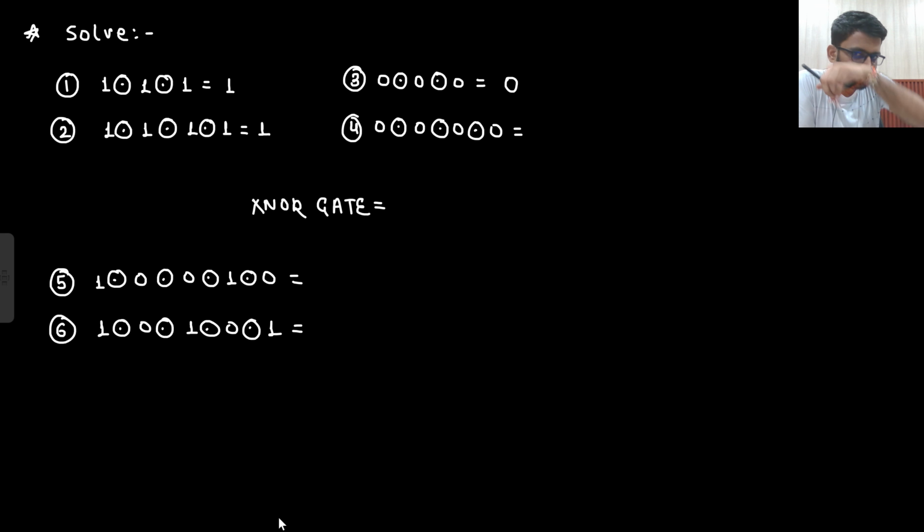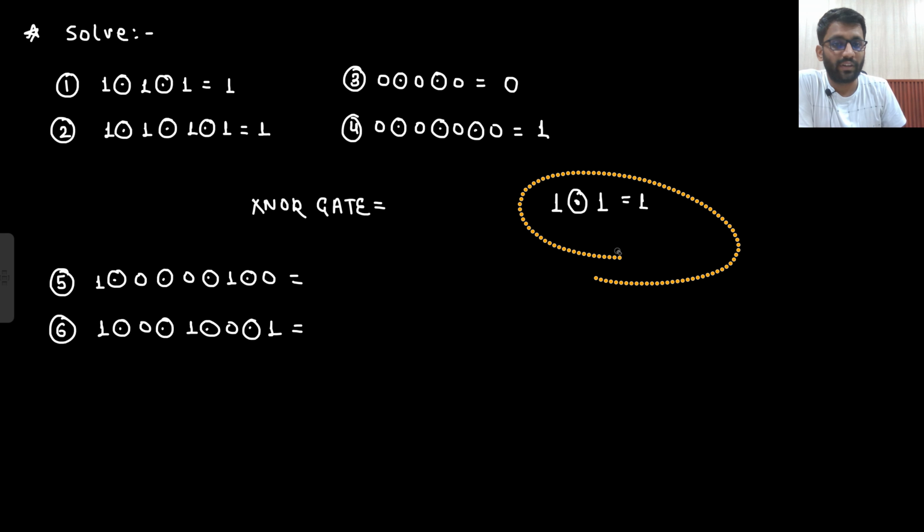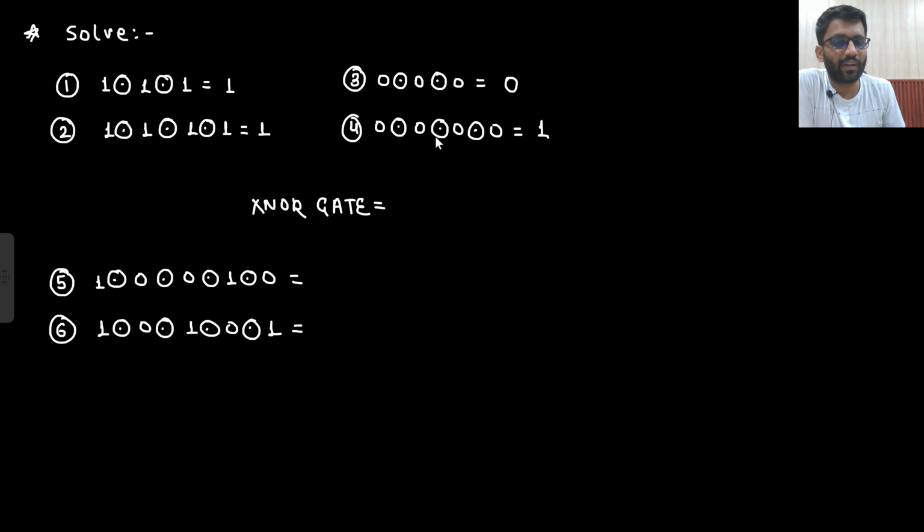Right? 0 XNOR 0 will be 1. Then again XNOR. 0 XNOR 0 will be 1. 1 XNOR 1 will be 1. So answer is 1. So in case of 0, if there are odd number of zeros, then answer is 0. But if there are even number of zeros, answer is 1. So XNOR gate is known as even number of zeros detector.